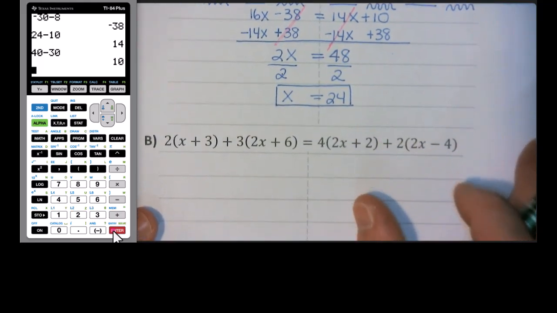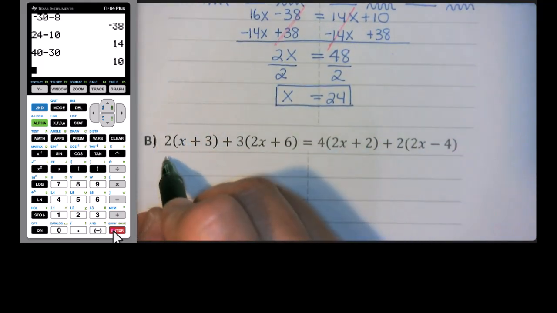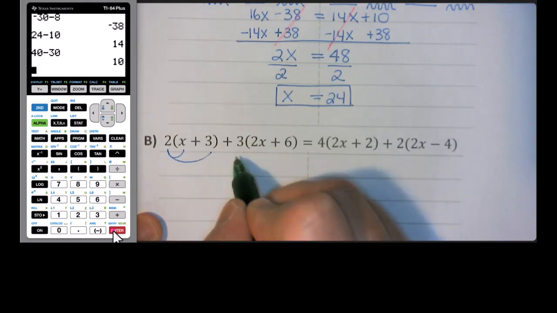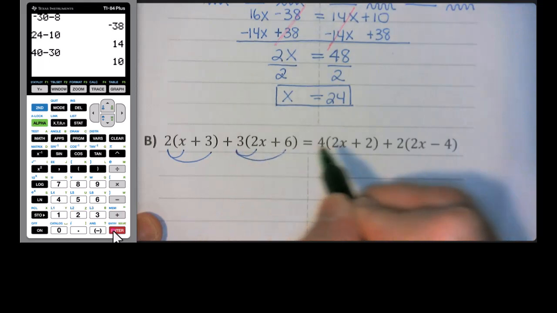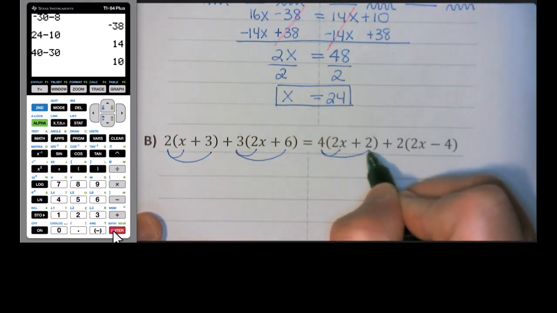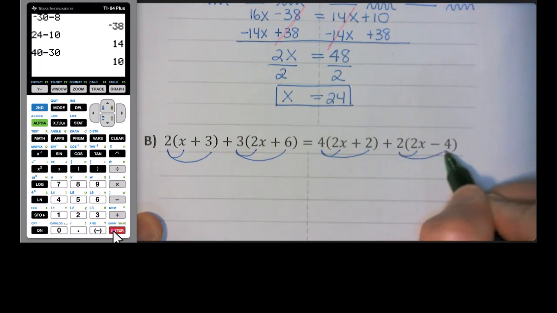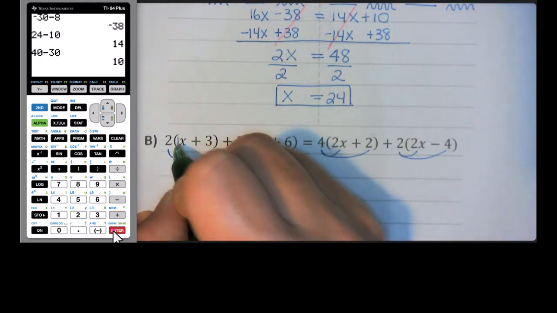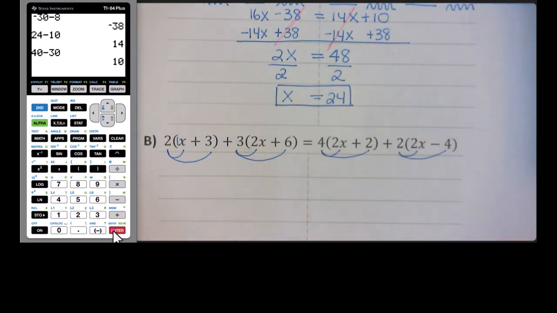Okay, so here we have another equation. First thing I see, I have parentheses. So first step is to eliminate parentheses by multiplying the number that is outside with the numbers that are inside the parentheses. Remember, if there's no number in front of the x, you put a 1. Okay, so now we can use our calculator. 2 times 1 is 2.